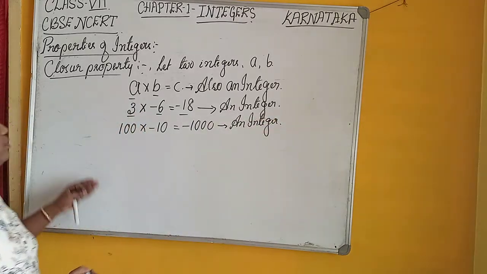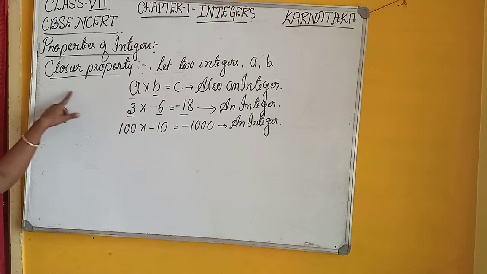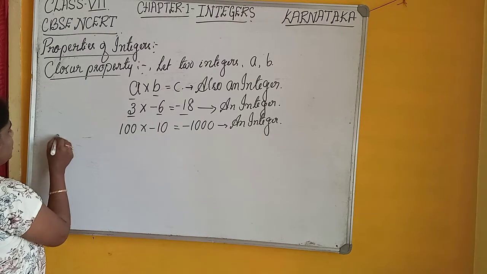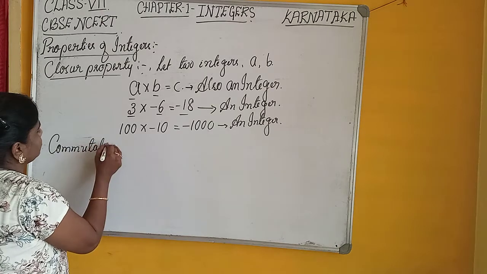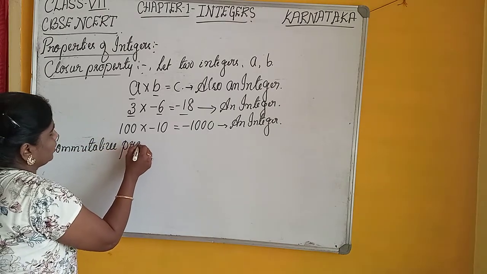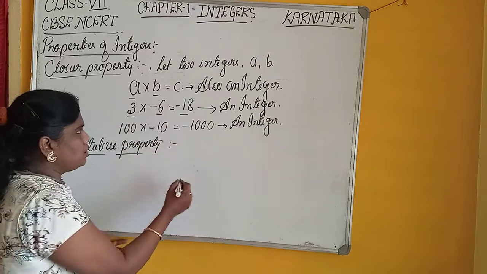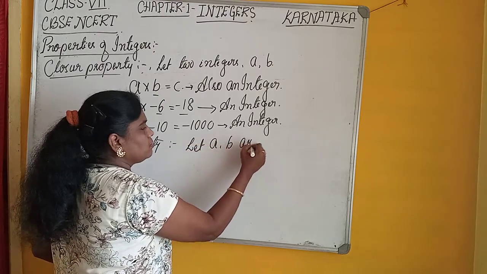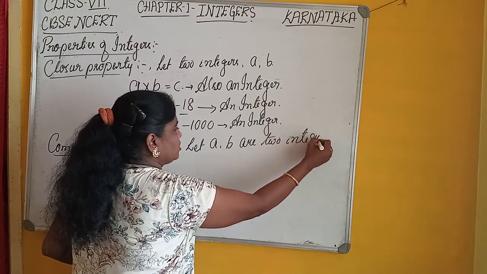Therefore, the closure property holds good for the multiplication of integers. Next one is the commutative property. Here also, consider that A and B are two integers.